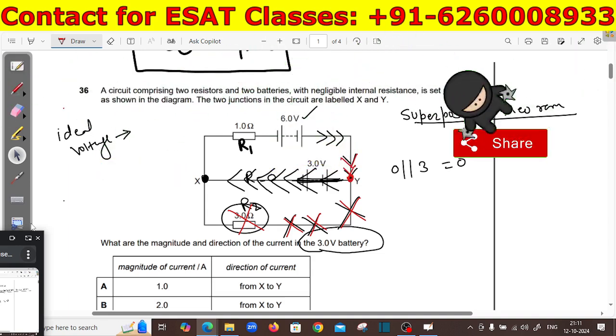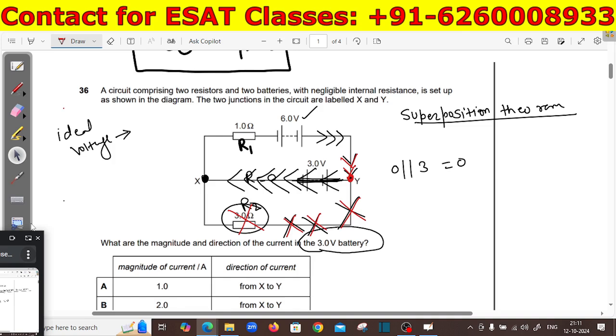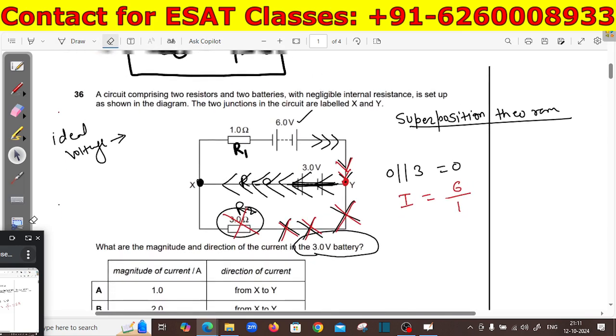So what are we getting here? Here there is no other resistance, so the current in the circuit will be I equals V upon R. So overall 6 ampere should flow here. So 6 ampere current is flowing in this direction. Are you getting my point? Now, is it okay? Yes, sir.